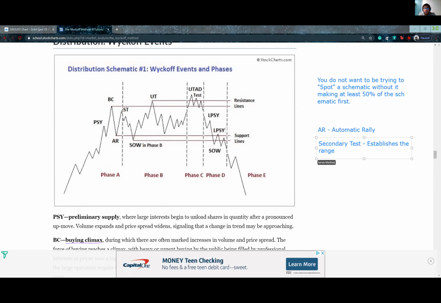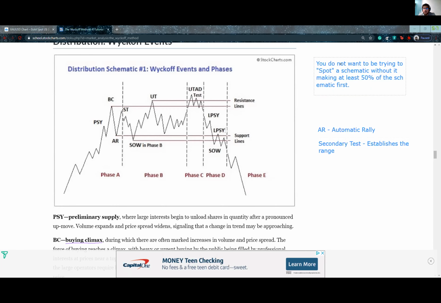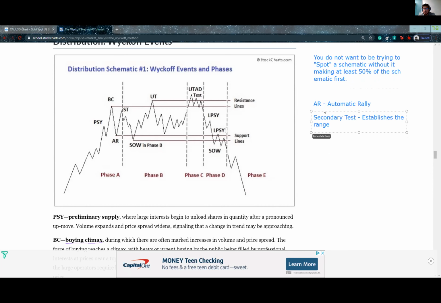Okay. So the next phase is going to be the SOW. Now the SOW, what's the AR? It's the automatic rally up here. Do you guys see the little annotations I'm making? It's these right here. It's the automatic rally. All right. So the phase afterward is known as the SOW.